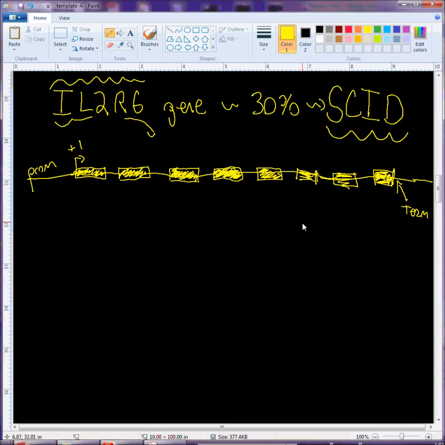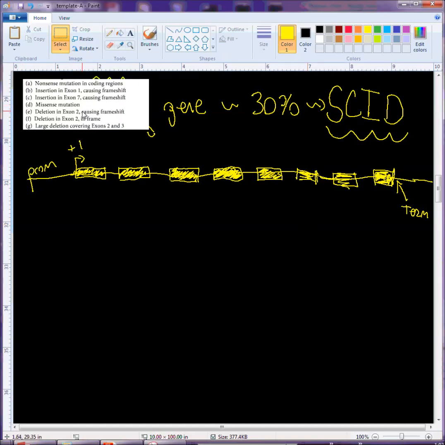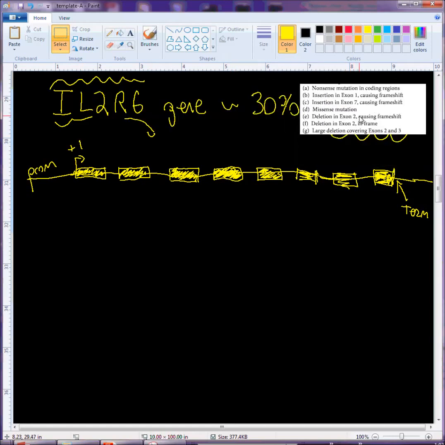Now let's take a look. Below are some mutations observed. I think I can paste this in here. So here are some mutations. Below are some of the mutations observed. For each, explain its likely influence on the IL2RG gene product, that means protein. Assume its length to be 375 amino acids.